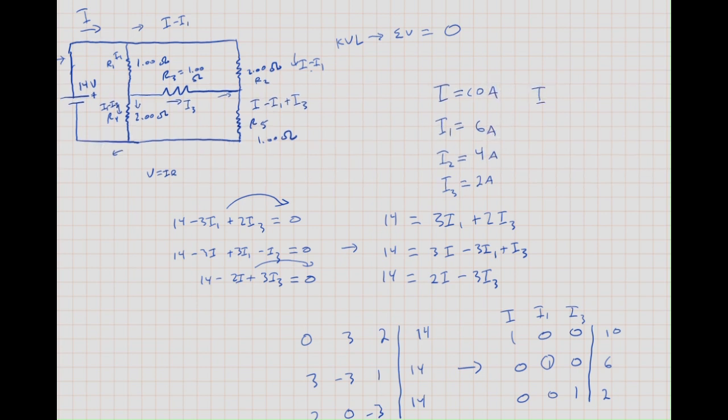Okay. The current across resistor 4 is I1 minus I3. I'll underline the ones we already know. So I1 minus I3, it was 4 amps, and the current across resistor 5 will be I minus I1 plus I3. So 10 minus 6 plus 2 should be 6 amps, I believe. Okay, and there you have it. That should be your final answer right there.